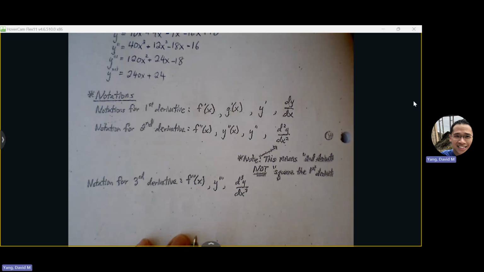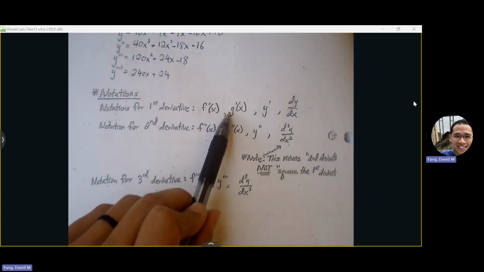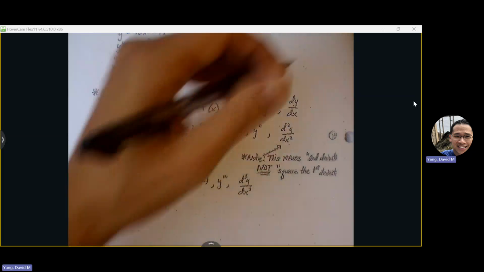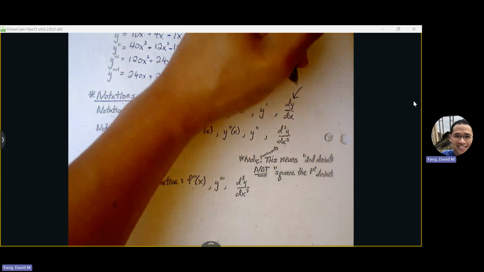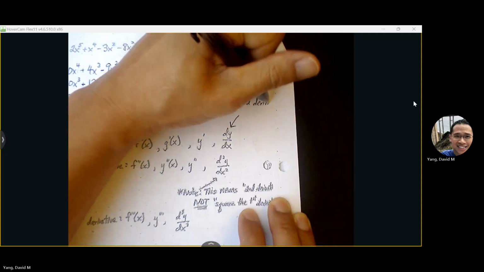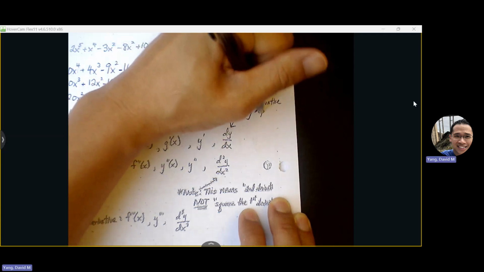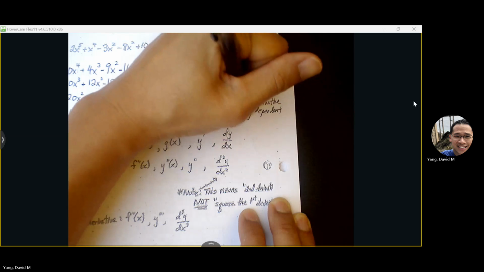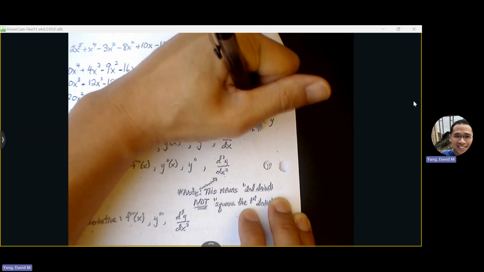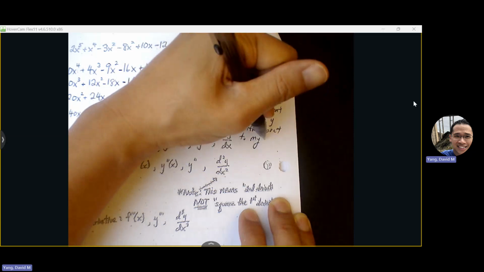There are numerous notations for derivatives. For first derivative, you might see a notation like f prime or g prime or y prime or dy dx. Dy dx is basically saying this means find the derivative of my dependent variable y with respect to my independent variable x.